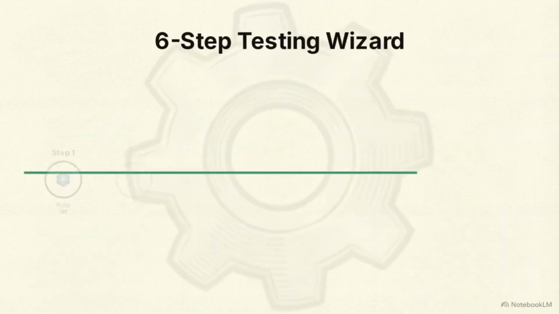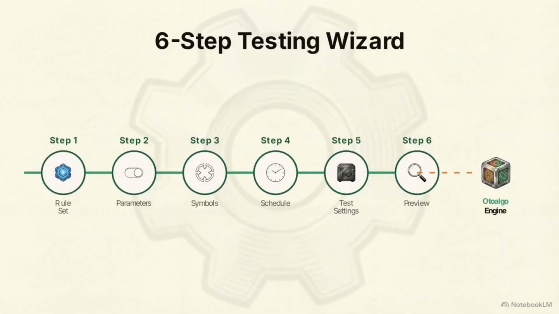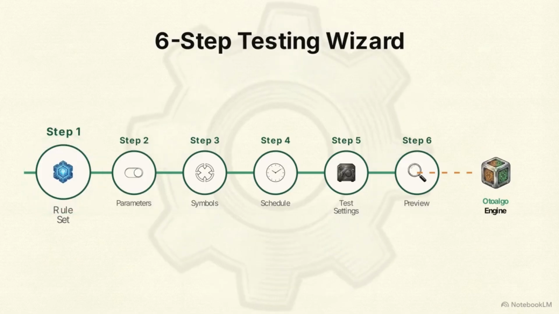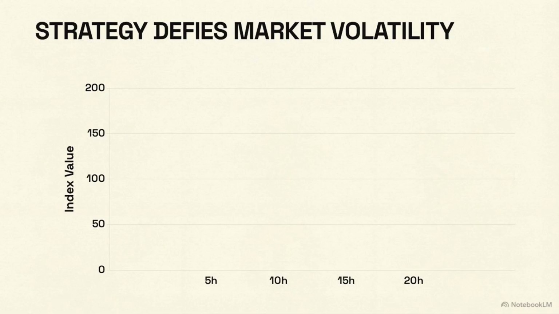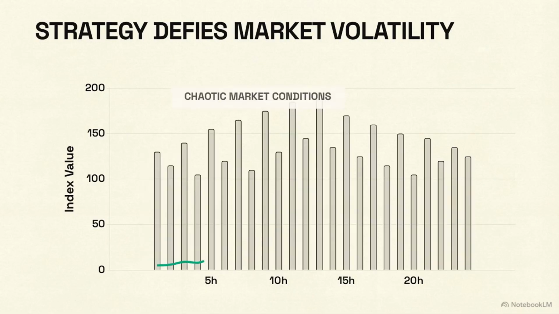We are going to walk you through the platform's 6-step testing wizard so you can see exactly how it works. By the end of this process, you will know how to configure a backtest that reveals the historical consistency of your trading logic across different market conditions.